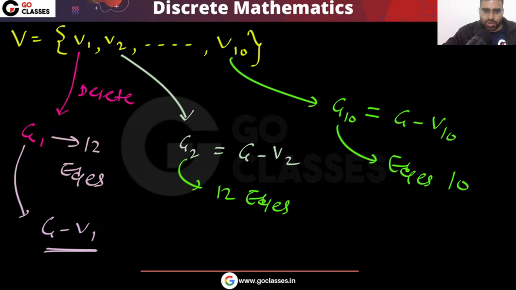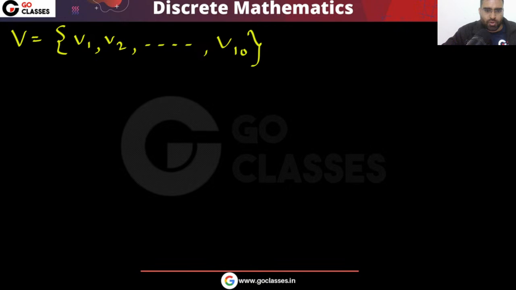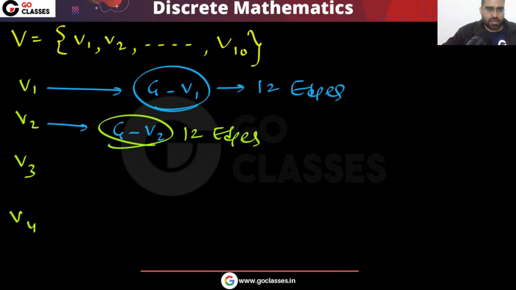Now you can easily see that you are getting 12, 12, 12, 12. Let's consider these V1, V2, V3, V4. You can notice that if you do G minus V1, then you have a total of 12 edges. The same is for G minus V2, you have 12 edges, and for V3 also, the same, and for V4 also. Same situation for all of them.